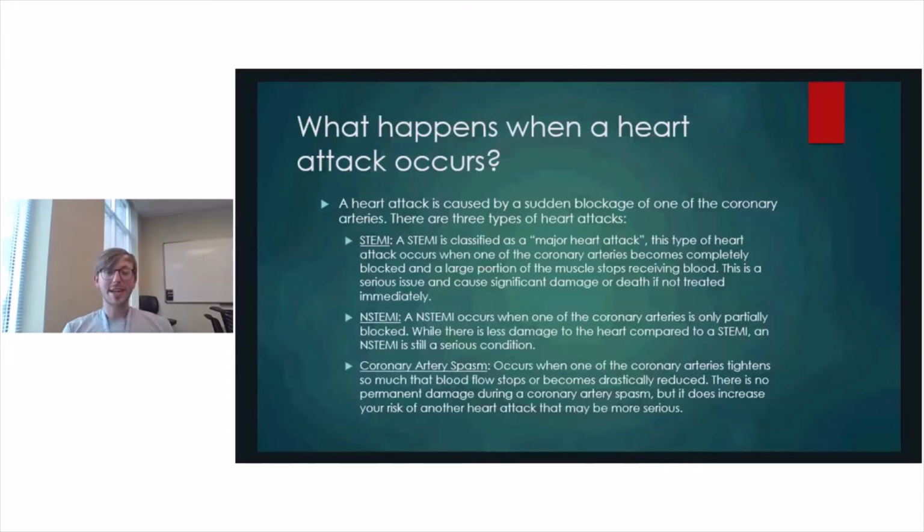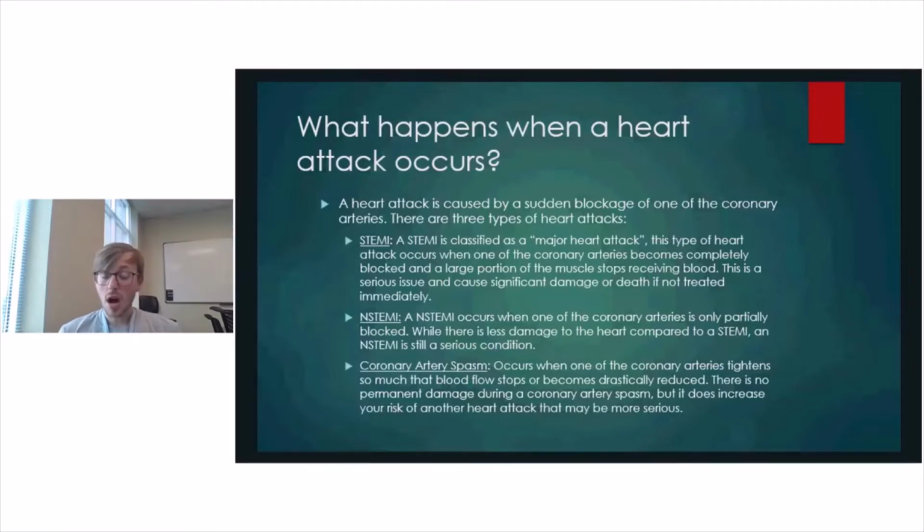This type of heart attack occurs when one of the major coronary arteries gets completely blocked, 100% blocked. This is considered a medical emergency, a very serious issue, and can cause significant damage or death if it's not treated immediately. The ST elevation is something that occurs on your EKG when you present to the hospital. It's something that the cardiologist can see, and it's a sign to show that you are having a major heart attack.